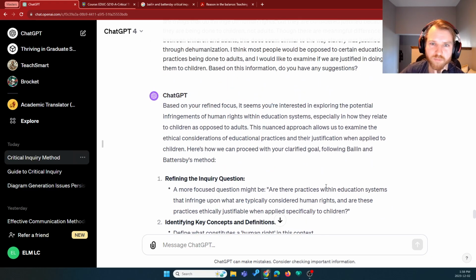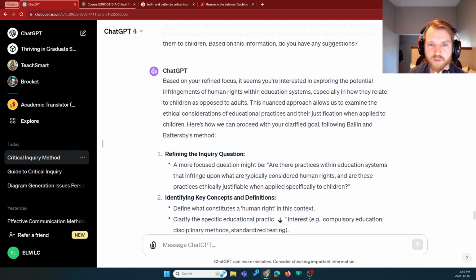So it's saying that based on your refined focus, it seems you're interested in exploring the potential of infringement on human rights within education systems, especially as they relate to children as opposed to adults. Snow's approach allows us to examine the ethical considerations of educational practices and their justification when applied to children. Here's how you can proceed with your clarified goal following the Bailin and Battersby method.